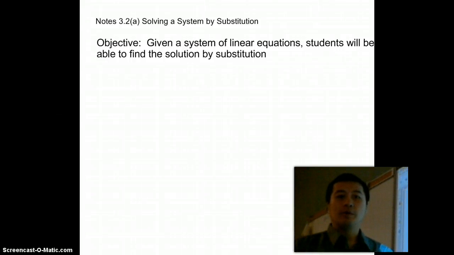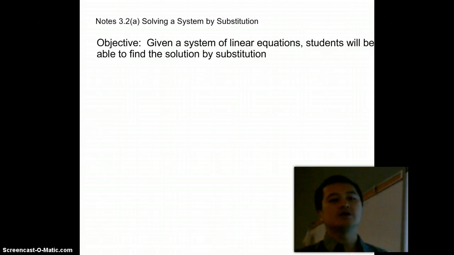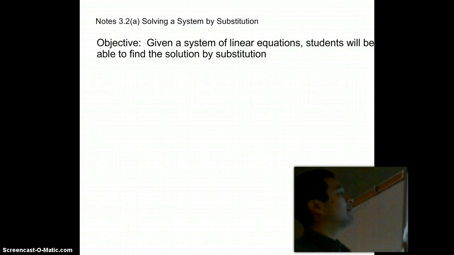Today we're going to learn how to solve a system by using substitution. Yesterday we solved by graphing. Today we're going to use substitution. Our objective today is, given a system of linear equations, students will be able to find the solution by substitution. So, let's do a summary of this unit real fast.